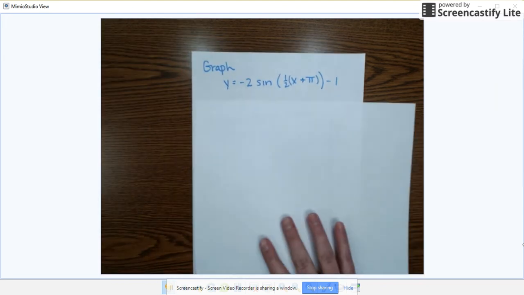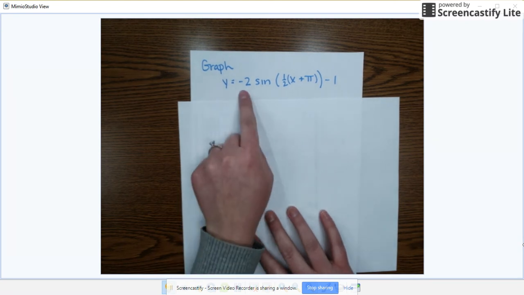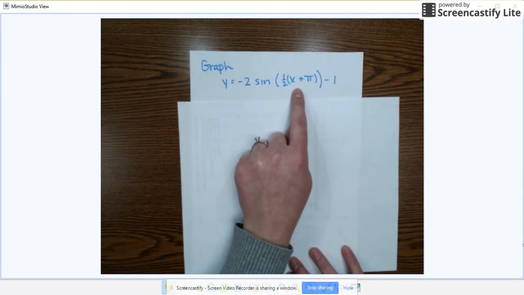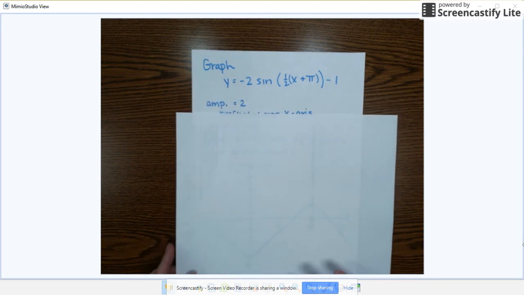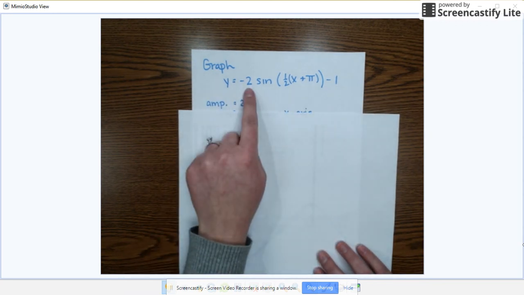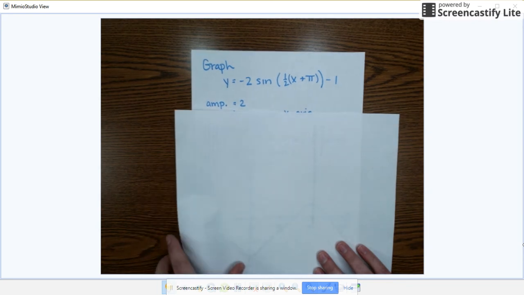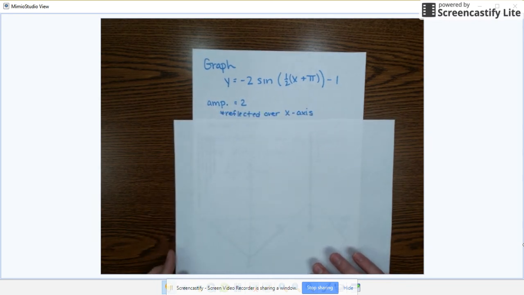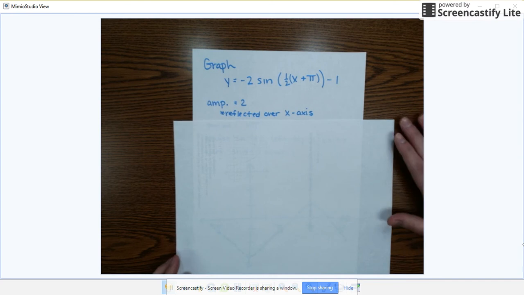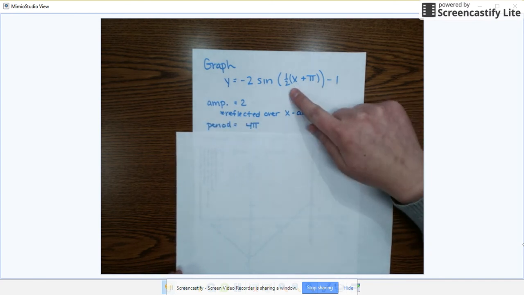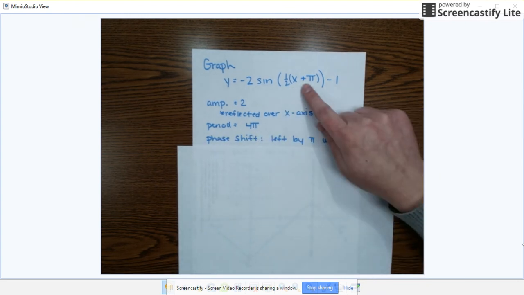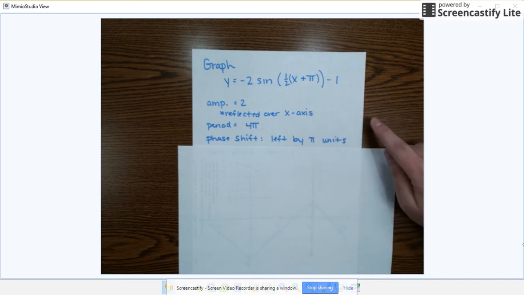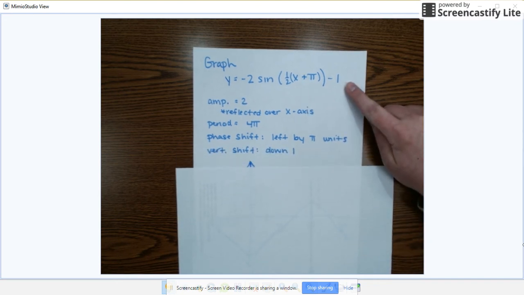Last example, we're going to jam all that stuff together in one thing. So we're going to have negative 2 sine of a half times x plus pi, all minus 1. First thing we want to talk about is our amplitude. Absolute value of that a value means we have an amplitude of 2. That negative means that we reflect over the x-axis. And then inside, our period would be 2 pi over a half. Well, that becomes 4 pi. Phase shift, that plus pi means we're going to go left pi units, and then minus 1 is down 1.